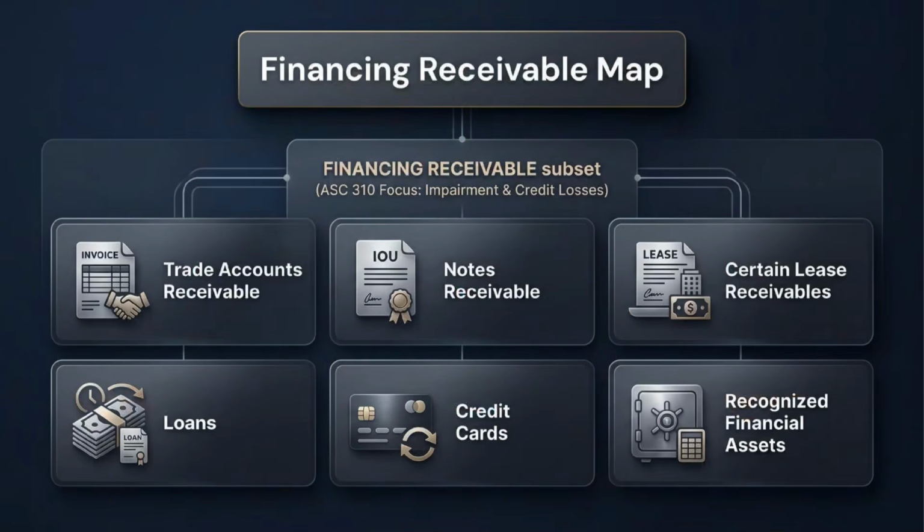A financing receivable is a more specific category. Think of it as a contractual cash claim that is due on demand or on fixed or determinable dates. This can include trade receivables, loans, notes receivable, credit card receivables, certain lease receivables, and other recognized financial assets. The key idea is that the entity has a contractual path to cash. ASC 310 helps identify that path, while the credit loss model itself is handled through ASC 326.